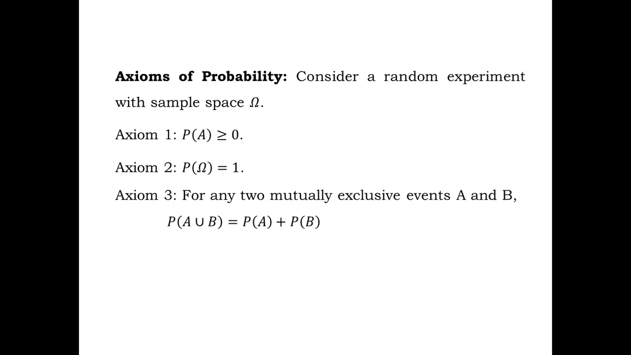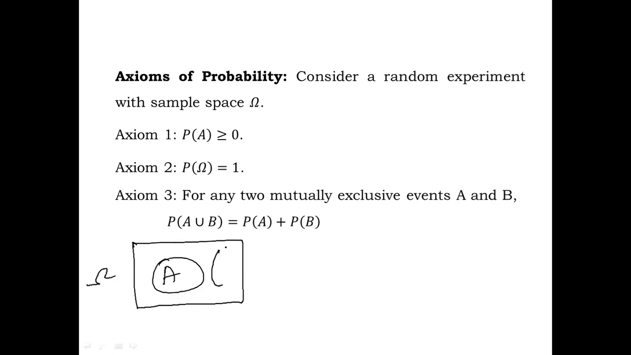And axiom 3: for any two mutually exclusive or disjoint events A and B, probability of A union B is equal to probability of A plus probability of B. It is very much obvious. A and B are mutually exclusive means those two events cannot occur simultaneously. A simple picture: this is the sample space, suppose this is event A and this is event B. So if event A occurs, B does not occur, and vice versa. So probability of A union B equals probability of A plus probability of B, obvious. Otherwise, yes, I'm going to come to that also very soon.